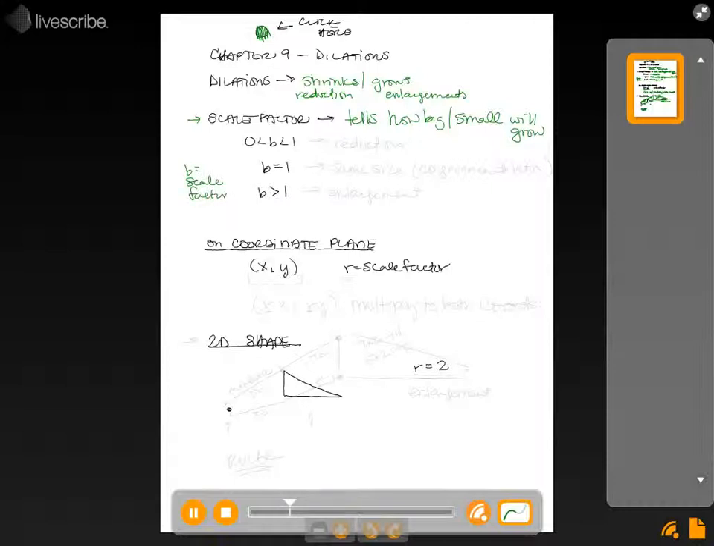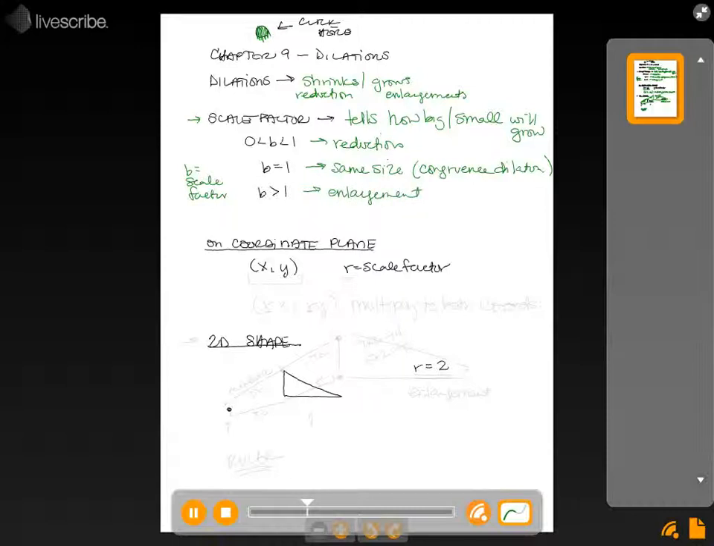If our scale factor is a number between 0 and 1, that's going to be a reduction. If our scale factor is equal to 1, it's going to be the same size. Nothing is going to change. That's what we call a congruence dilation, because it's the exact same figure. If our scale factor is bigger than 1, then we get an enlargement.